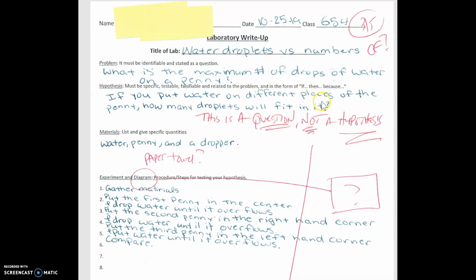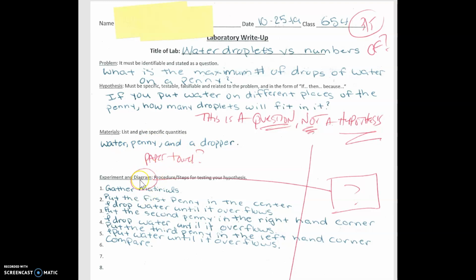So if we don't know whether we're using 1 penny or 3 pennies, or what these different places are in the hypothesis, we cannot do the experiment. This is not testable. This is a question, and it's not a testable hypothesis. And I do say specific quantities for the materials: water, penny, and a dropper. How about that paper towel?